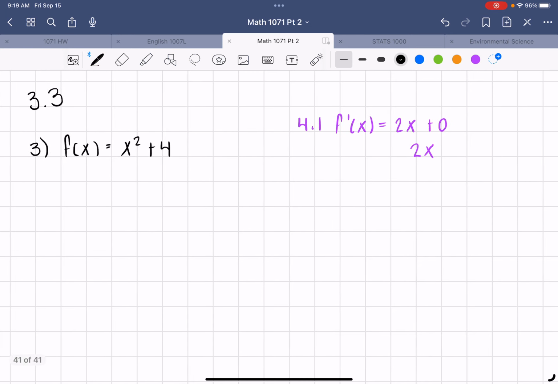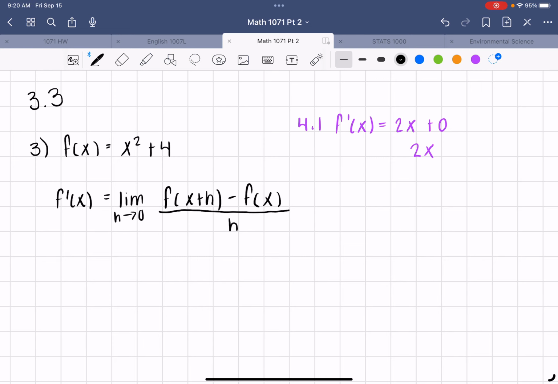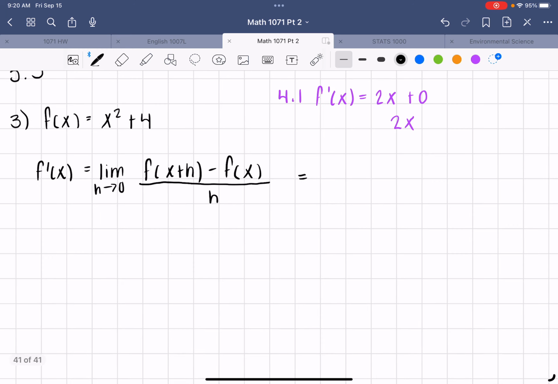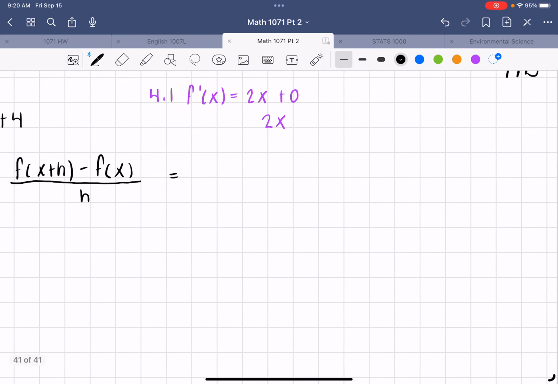So f prime of x is equal to the limit as h goes to 0 of f of x plus h minus f of x all over h. So the first thing we want to do is apply f. And just to remind you, a function is a set of instructions. What are these instructions here? Square it, add 4. Those are the instructions. Do those instructions here in blue. Do those instructions here in green.